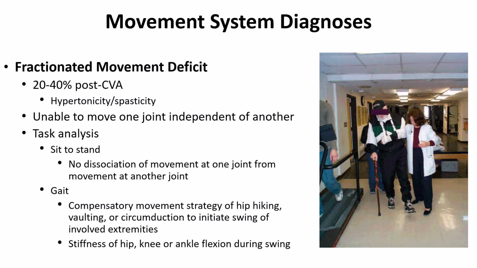In gait, you're going to see things like hip hiking, vaulting, and circumduction, especially during the swing phase of the affected extremity. And you're going to notice a considerable stiffness in the hip, knee, or ankle during swing phase.